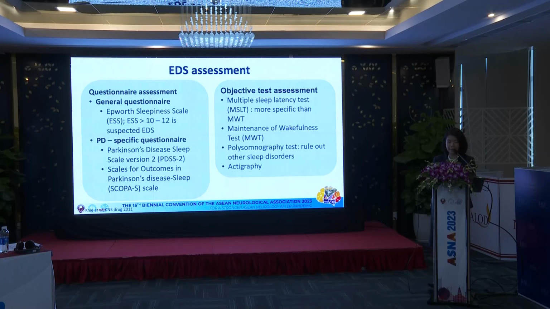How can we assess it? In your clinic, you might use a questionnaire like the Epworth sleepiness scale. A score of more than 10 to 12 indicates excessive daytime sleepiness. For Parkinson-specific questionnaires, we still don't have one specific for excessive daytime sleepiness, but we have some items in PDSS-2 and SCOPA that indicate EDS. And for objective assessment, it's quite difficult if you don't have a sleep specialist. You need to do the multiple sleep latency test. This is the gold standard and more specific for the assessment of EDS.